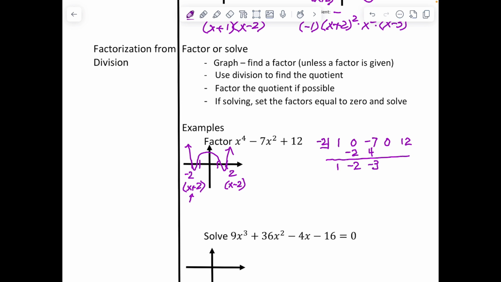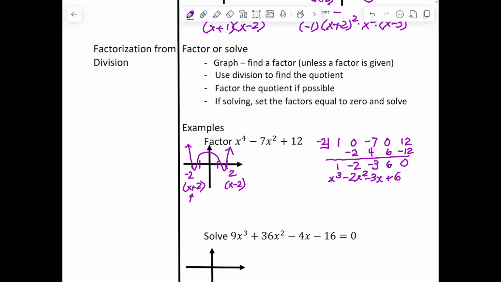Negative 3 times negative 2 is positive 6. Add straight down, you get a 6. Negative 2 times 6 is a negative 12. Add straight down, you get a 0. We should get a remainder of 0 because if we don't, then it shouldn't have gone through at negative 2. That means that it is a factor, and that means the remainder will be 0. So this quotient is going to be 1 degree less than the x to the fourth, so it'll be 1x to the third minus 2x squared minus 3x plus 6.